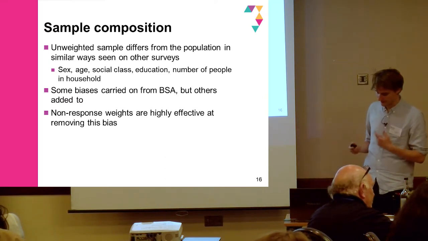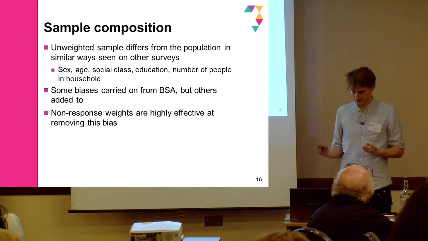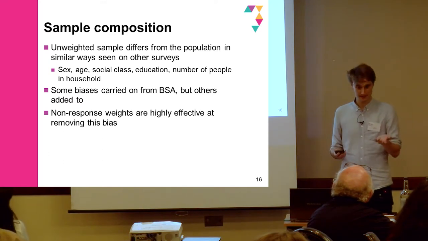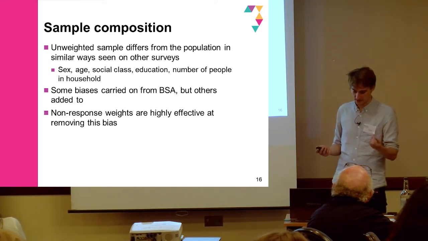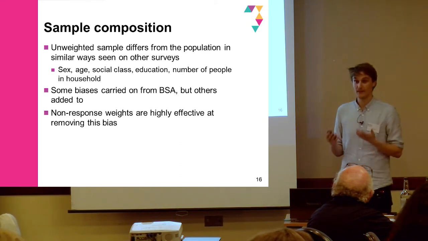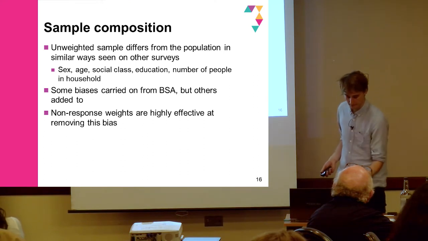However, while these biases exist in the underlying sample, again, the non-response weights are really effective at removing this bias from the sample. And when we do compare the weighted population estimates for the panel sample compared to the British Social Attitudes sample, we find that they're very, very similar and it addresses most of these non-response biases quite well.